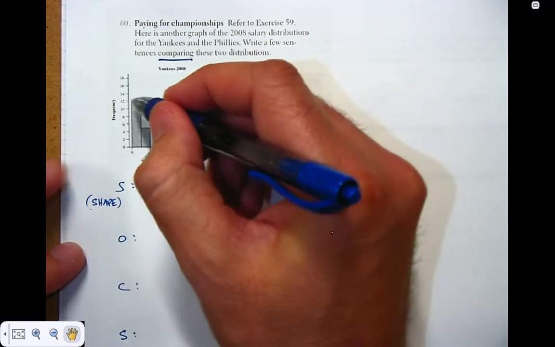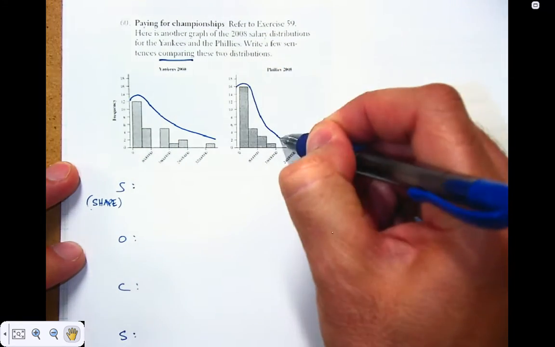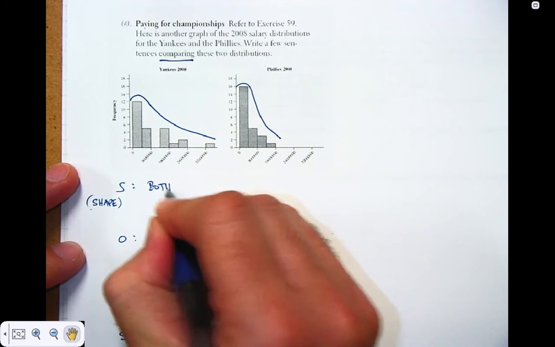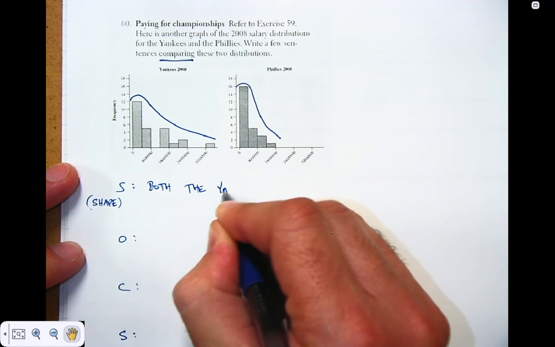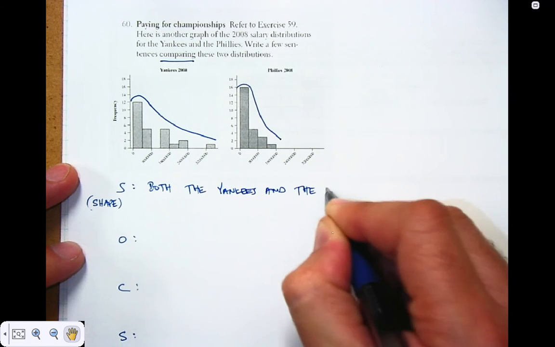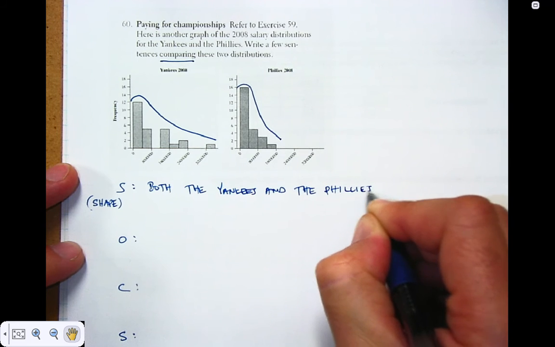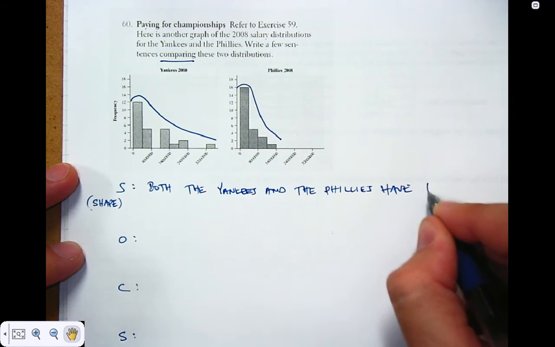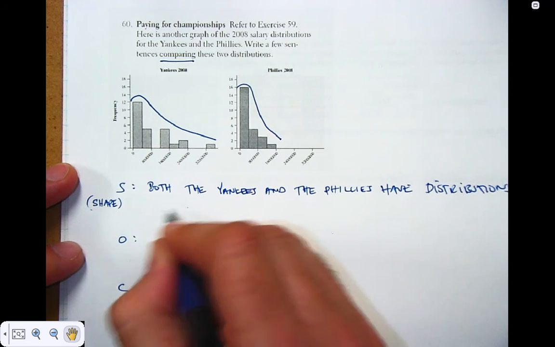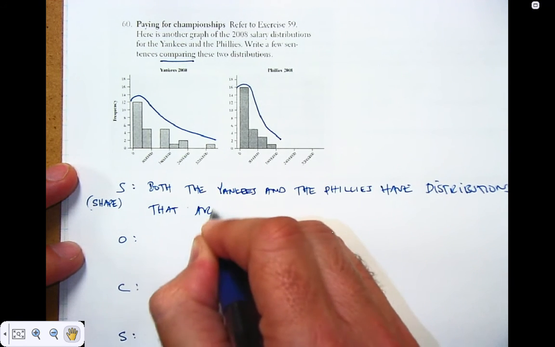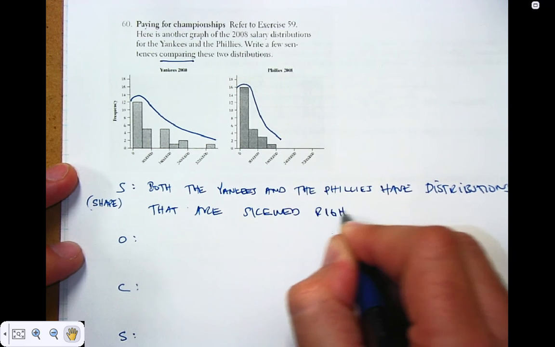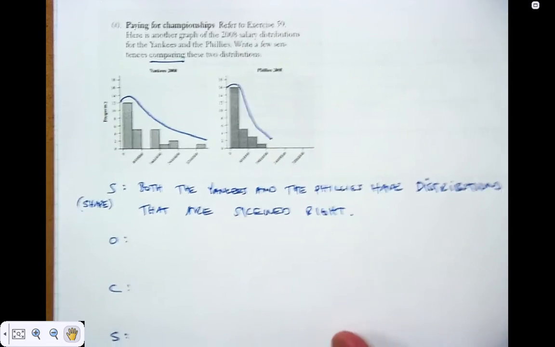Okay. And so to compare them, again, you draw your smooth curve, right? And you would say that both the Yankees and the Phillies have distributions that are skewed right. Okay, so there's not really much to compare with shape.